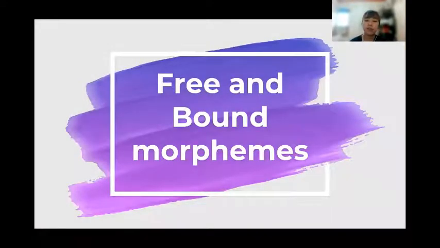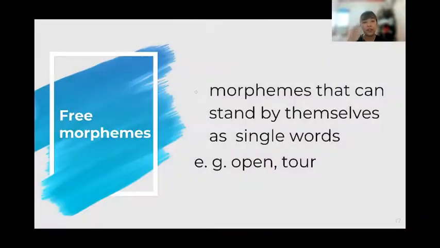Next, we have your free and your bound morphemes naman. So your free morphemes, these are morphemes that can stand by themselves as single words. So as single words, kumbaga, as they are, they have meaning. That's why they can stand alone. Kumbaga, we have your words such as open, tour, yung bye kanina, girl, and so on and so forth. Those are free morphemes because makatindog sila nga sila lang because they hold meaning as they are.